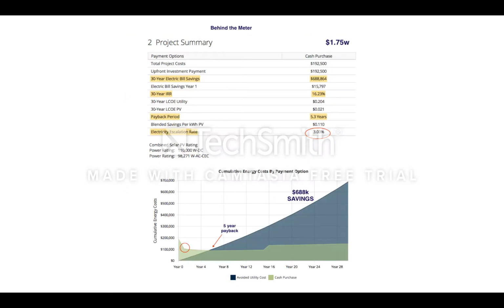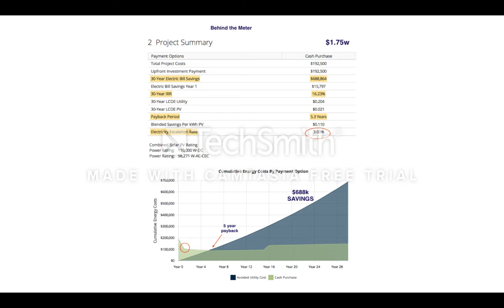Okay, and that leads us to this third slide here, and you see at the top where it says behind the meter. What does that mean? This working model is designed on a behind the meter proposal. That means we are trying to design a system that offsets energy they're using on site. We're not trying to build a system where we're selling energy to the utility.